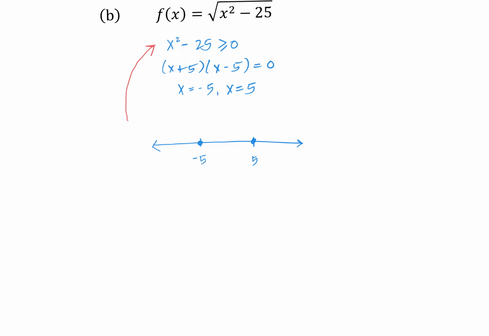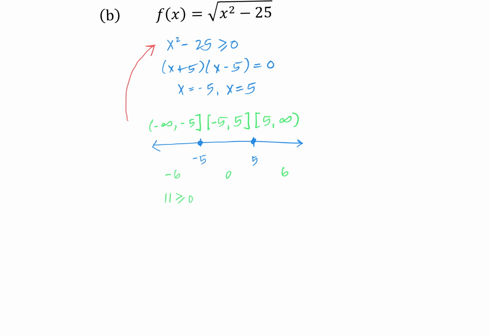The intervals that could possibly be our domain would be -infinity to -5 with a bracket. We could look at -5 to 5, and also 5 to infinity. And we pick our test points. Something smaller than -5, I would use a -6. Between -5 and 5, 0. Greater than 5, +6. Again, we're putting these test points into our inequality. If you put in -6 and you square it, you get 36, which would give you 11 greater than or equal to 0.